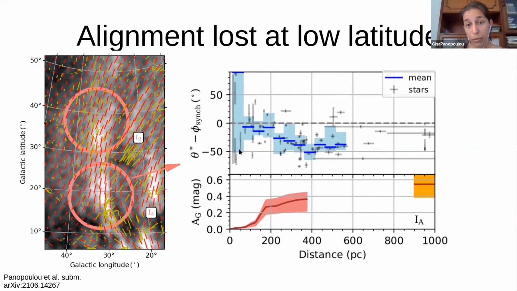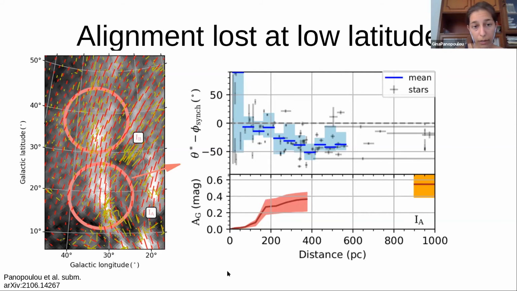In this case, we find an offset between the stellar polarization angles and the synchrotron. And this is because the stars are seeing a different magnetic field than what the synchrotron is seeing. And so for this lower latitude region, we can't pinpoint where the synchrotron emission is coming from.